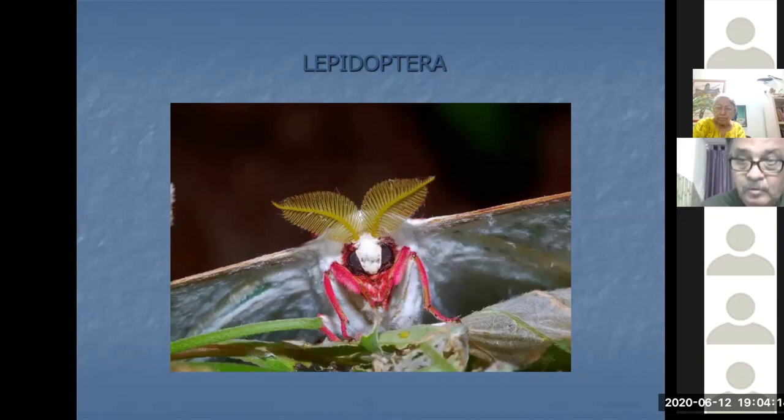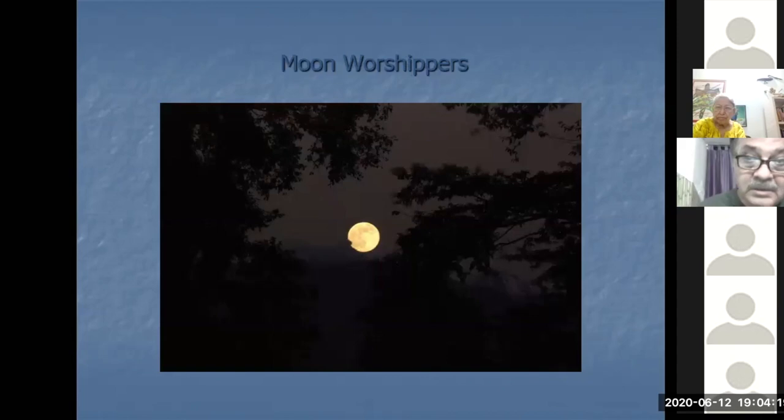Basically, moths are moon worshippers. Most of them, the majority of them, are out in the night. But there are several bright colored moths out there, and you might mistake them for butterflies too, but you have to look at the antenna.